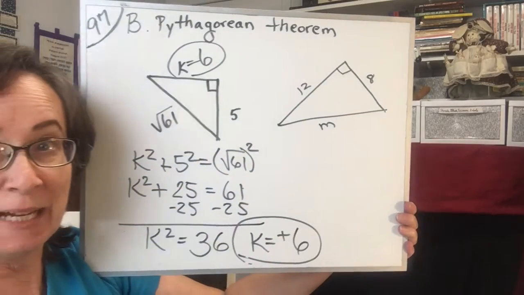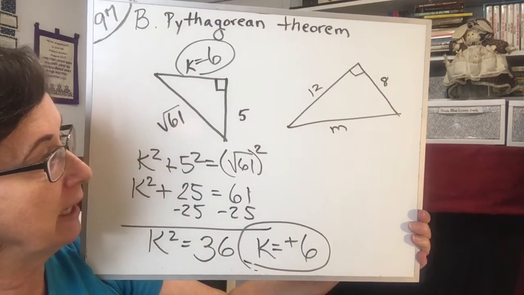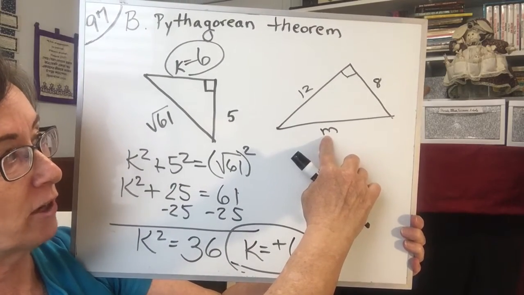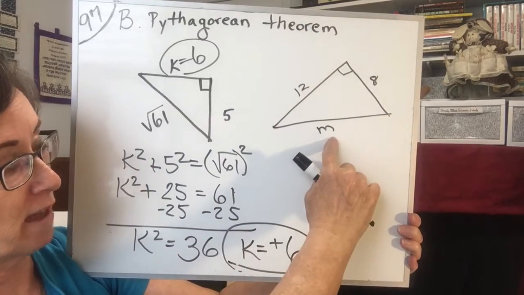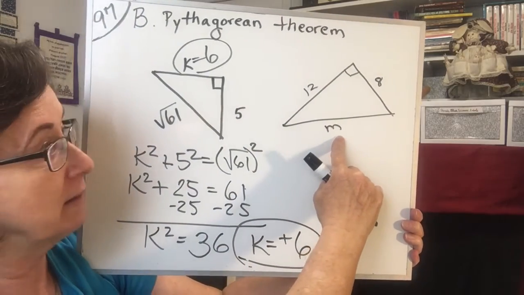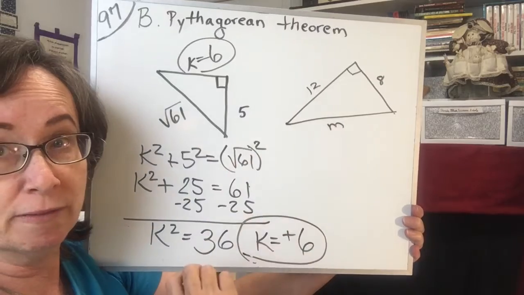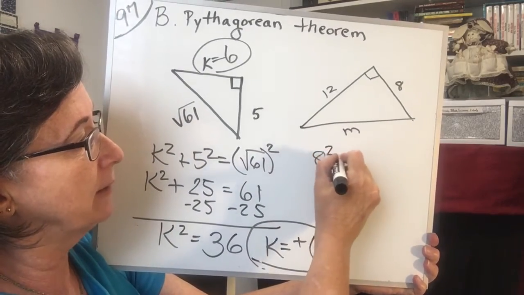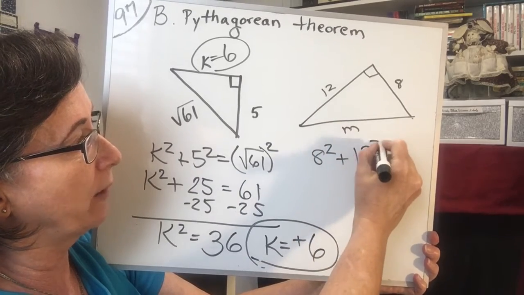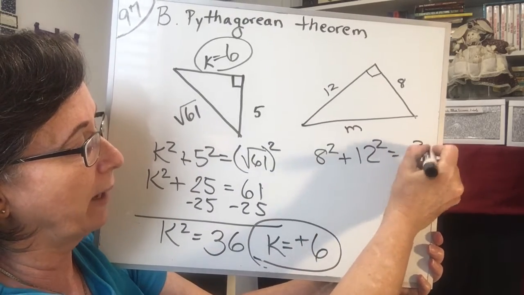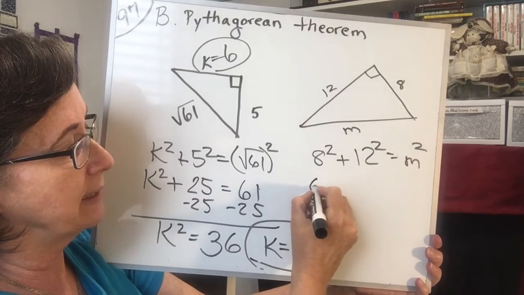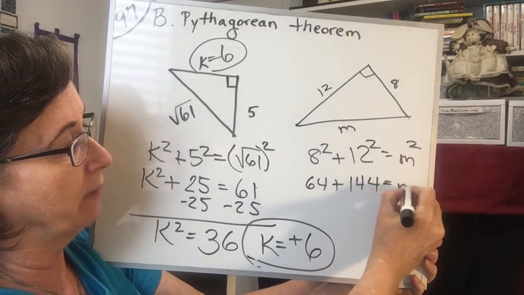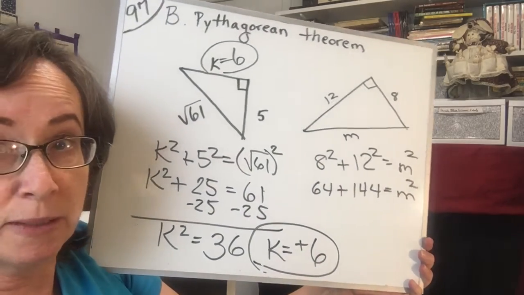And our last example under this part of the section is this one. We're trying to find M, which is our hypotenuse. Remember, the hypotenuse is always opposite the right angle. So we have an 8 and a 12, and those are our legs. So we're going to say 8 squared plus 12 squared is M squared. 8 squared is 64. 12 squared is 144. And those together will equal M squared.